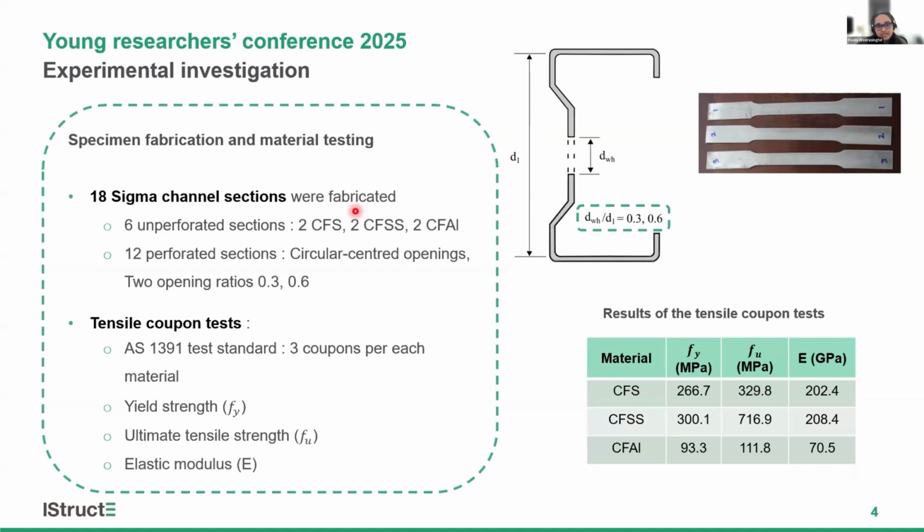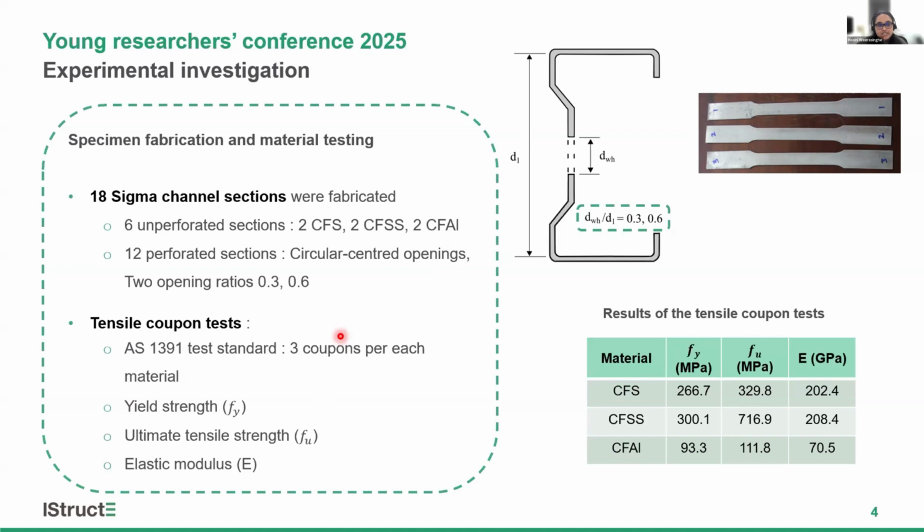Moving on to the experimental investigation. So initially we fabricated 18 sigma channel sections, basically 6 unperforated sections and 12 perforated sections. So here we considered all the 3 materials and we considered circular centered openings. And to investigate the effect of the opening depth on the web crippling strength, we considered 2 web opening ratios.